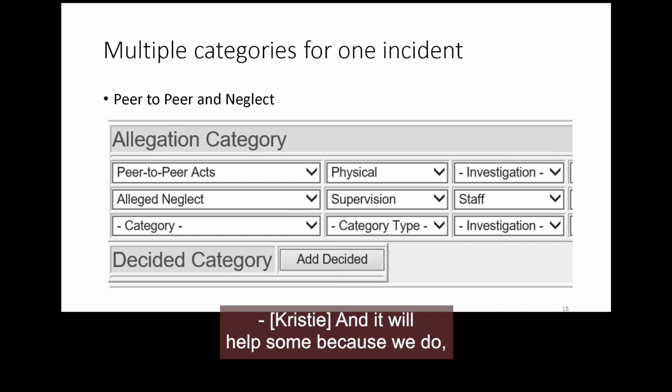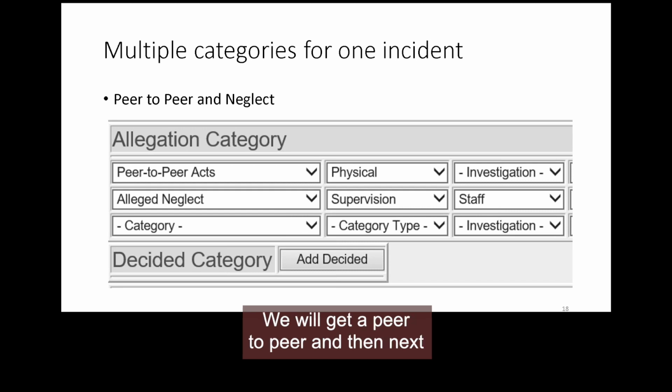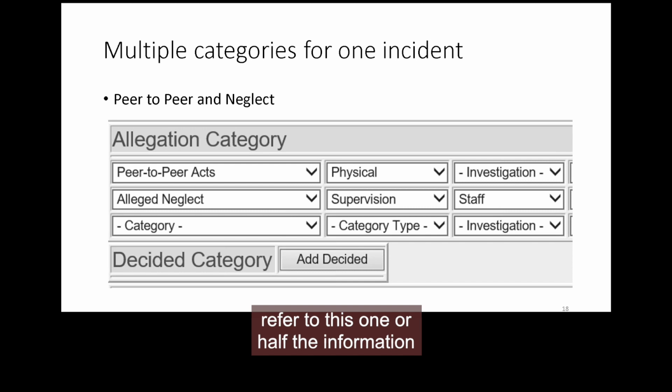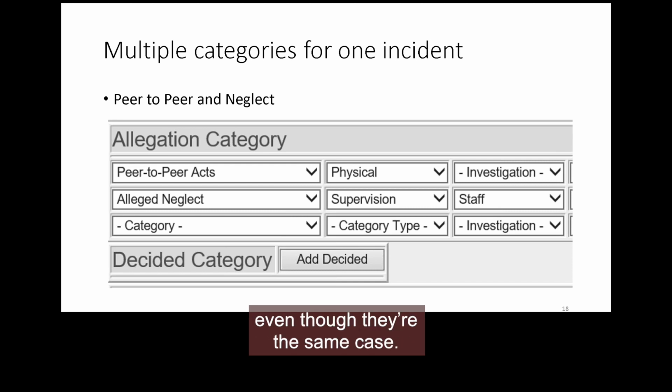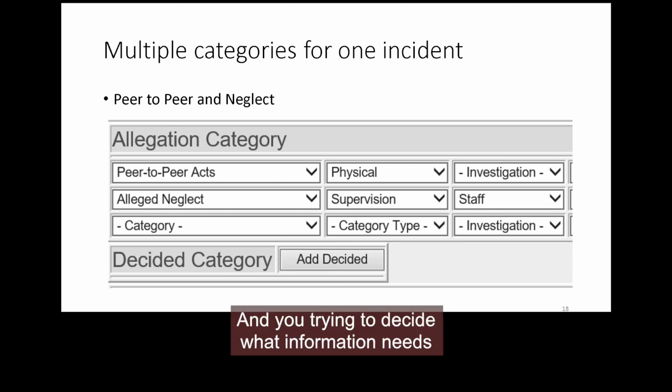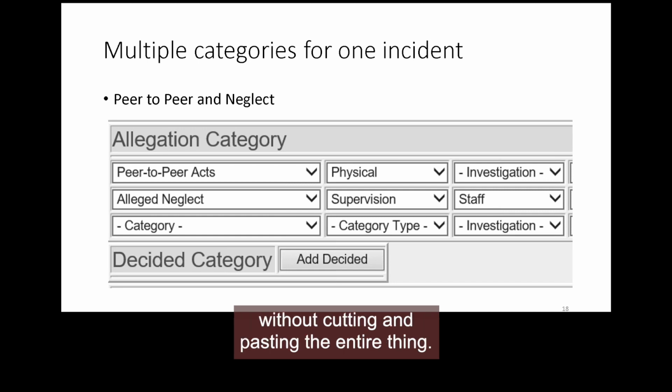And it will help some because Dan and I do see the incidents as they come in. We will get a peer-to-peer, and then next we will get the neglect MUI filed, and you'll say refer to this one, or half the information in the peer-to-peer is not the same as the neglect, even though they're the same case. So this will cut down on some of the questions that we have to ask, and you trying to decide what information needs to come out of one MUI and be added into the other without cutting and pasting the entire thing. Yeah.